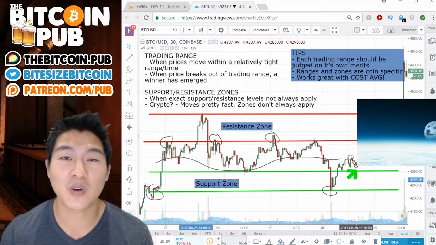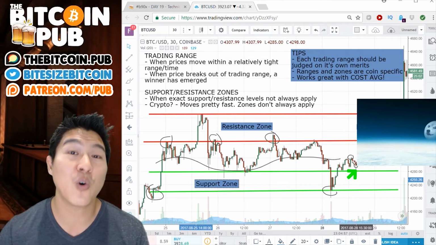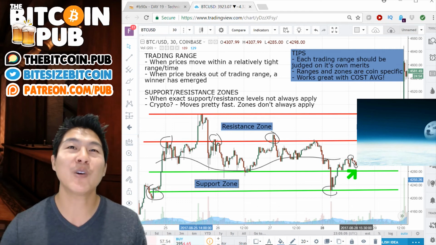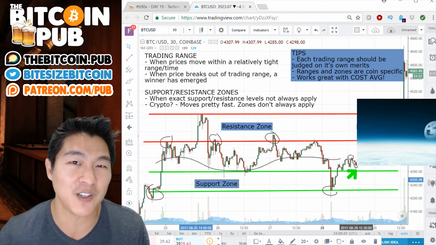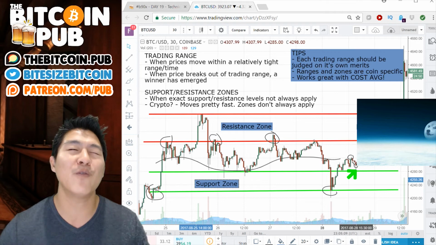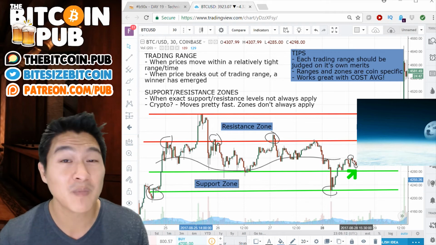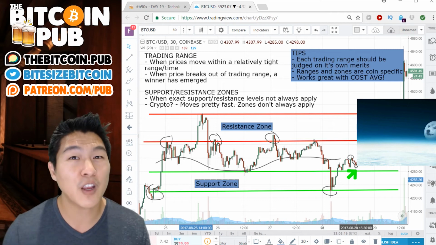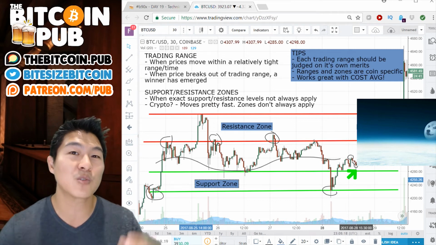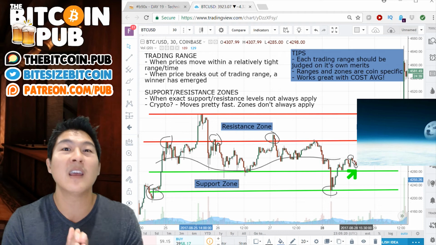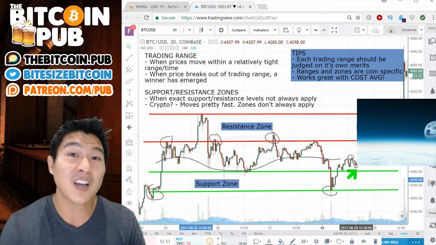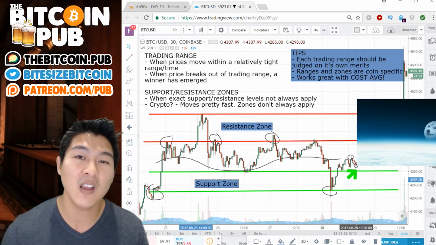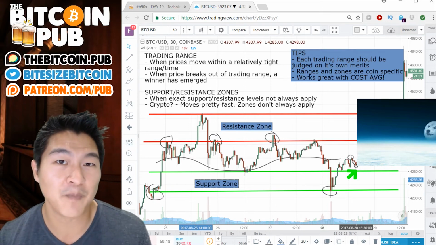Ranges and zones, and the next point I wrote right there, are coin specific. Every coin has its own patterns. Every coin has its own price action. Every coin has its own very specific nuances that, frankly, if you've been in the market long enough, are very different from other coins. And so it's worth knowing each coin by each coin and spending time researching and really understanding each coin that you invest in. Now, here's the real pro tip.